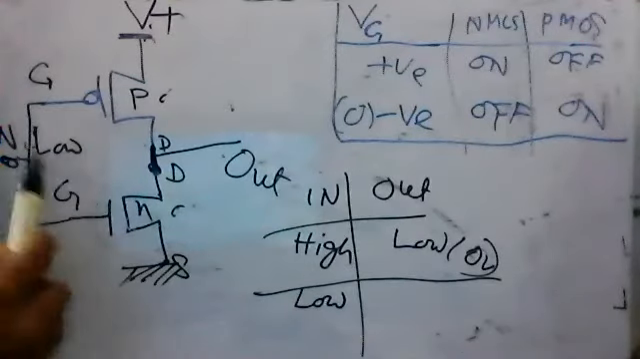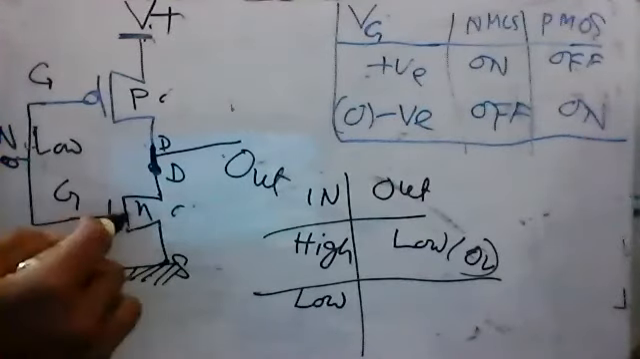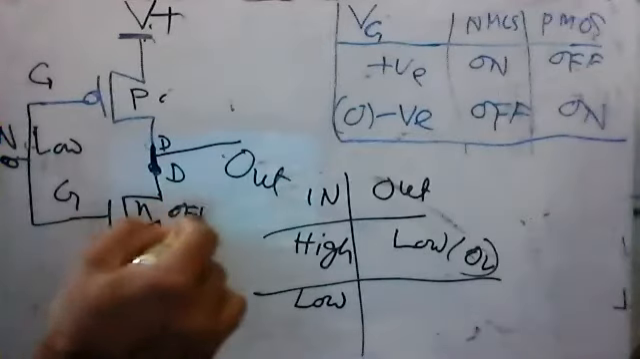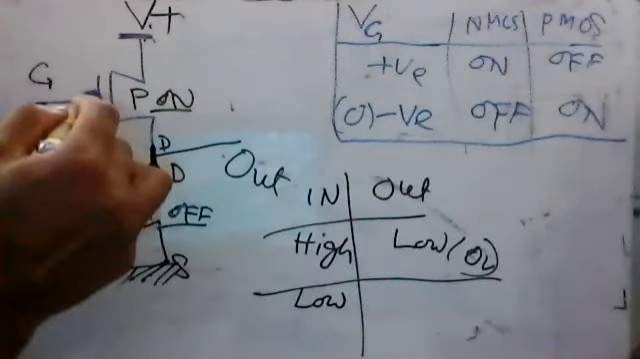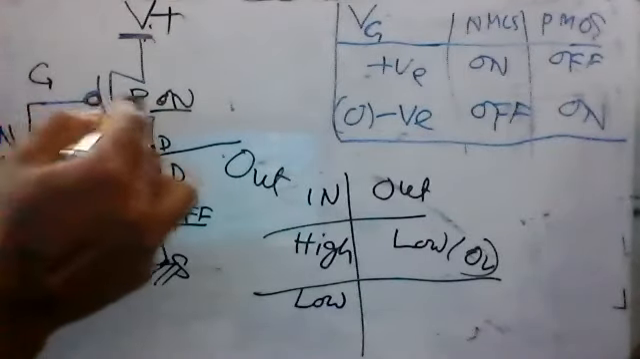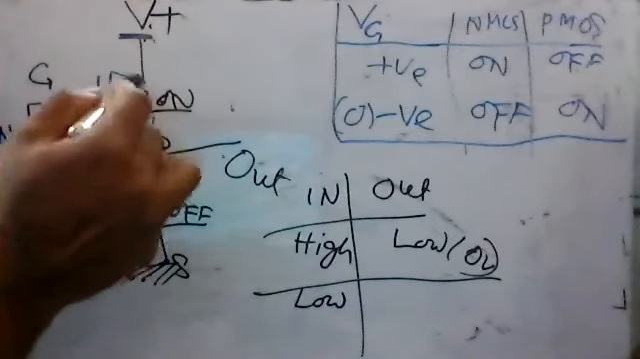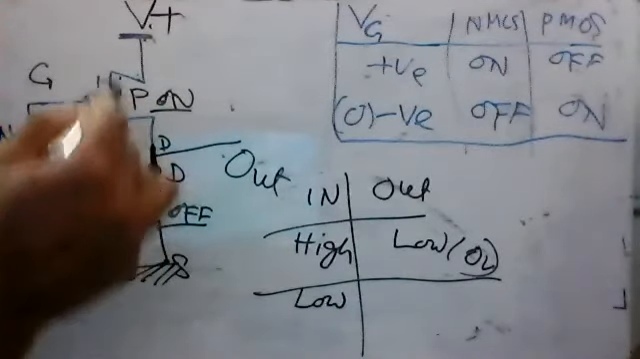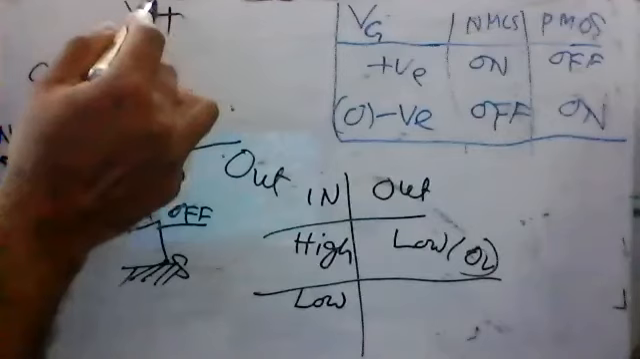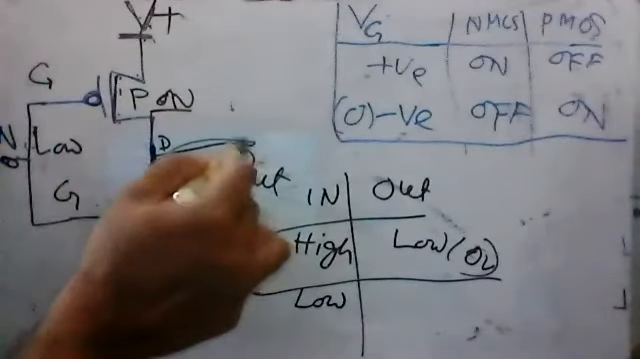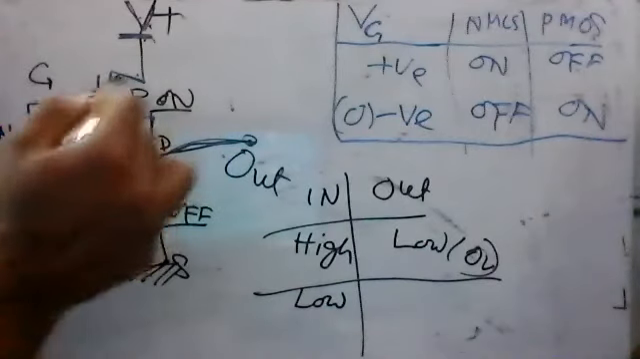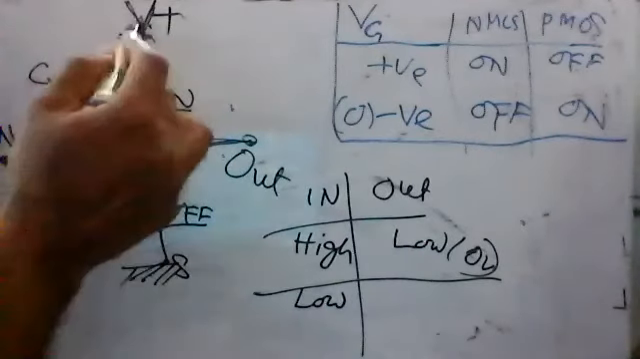If we put a low voltage, then the NMOS will be turned off. This one will be off, and this one will be on, right? A low voltage means negative voltage or zero voltage, right? Then the PMOS will be on. When the PMOS is on, there'll be a channel here, and this is positive, we see the B positive will be short circuited with the output. Output will be short circuited through the channel with the high voltage.